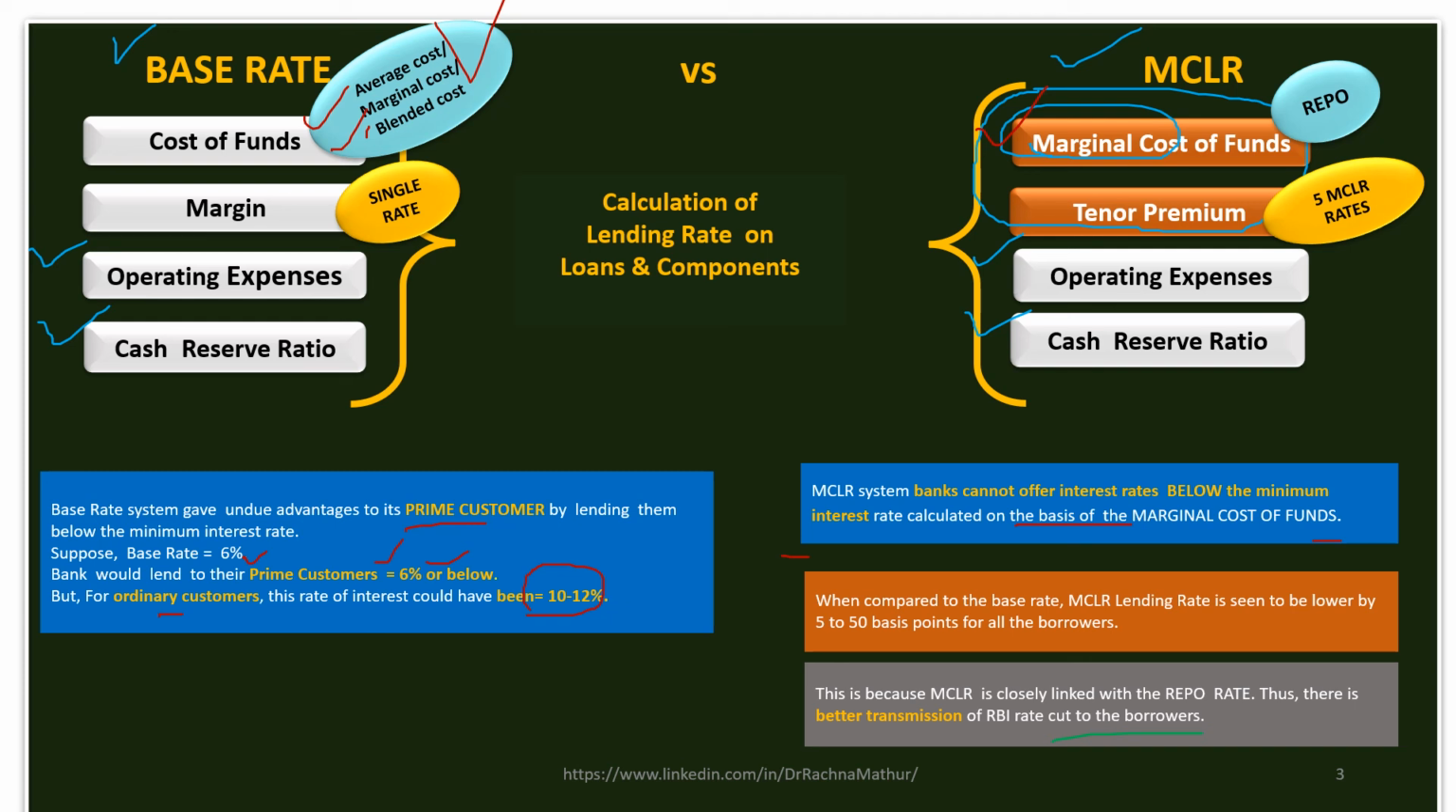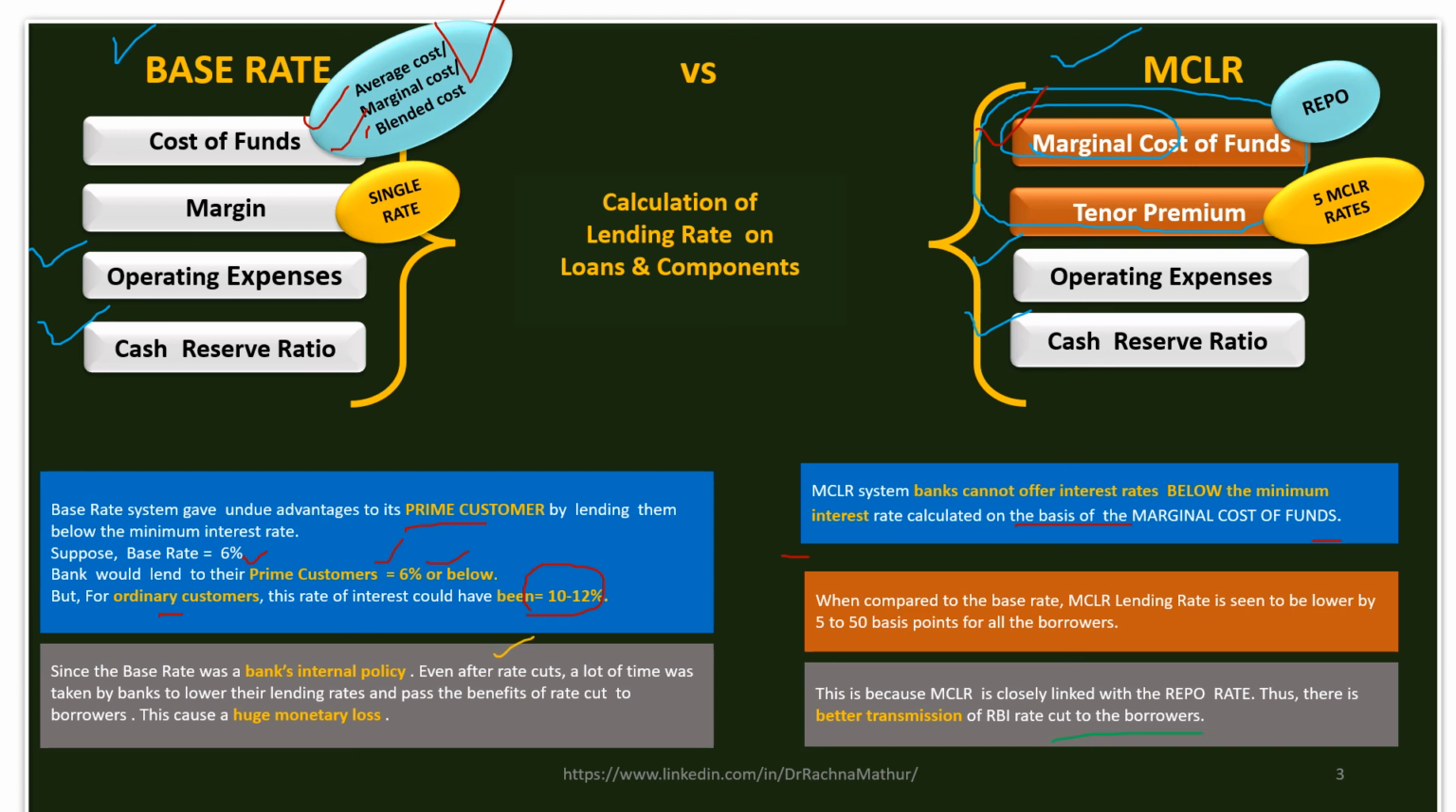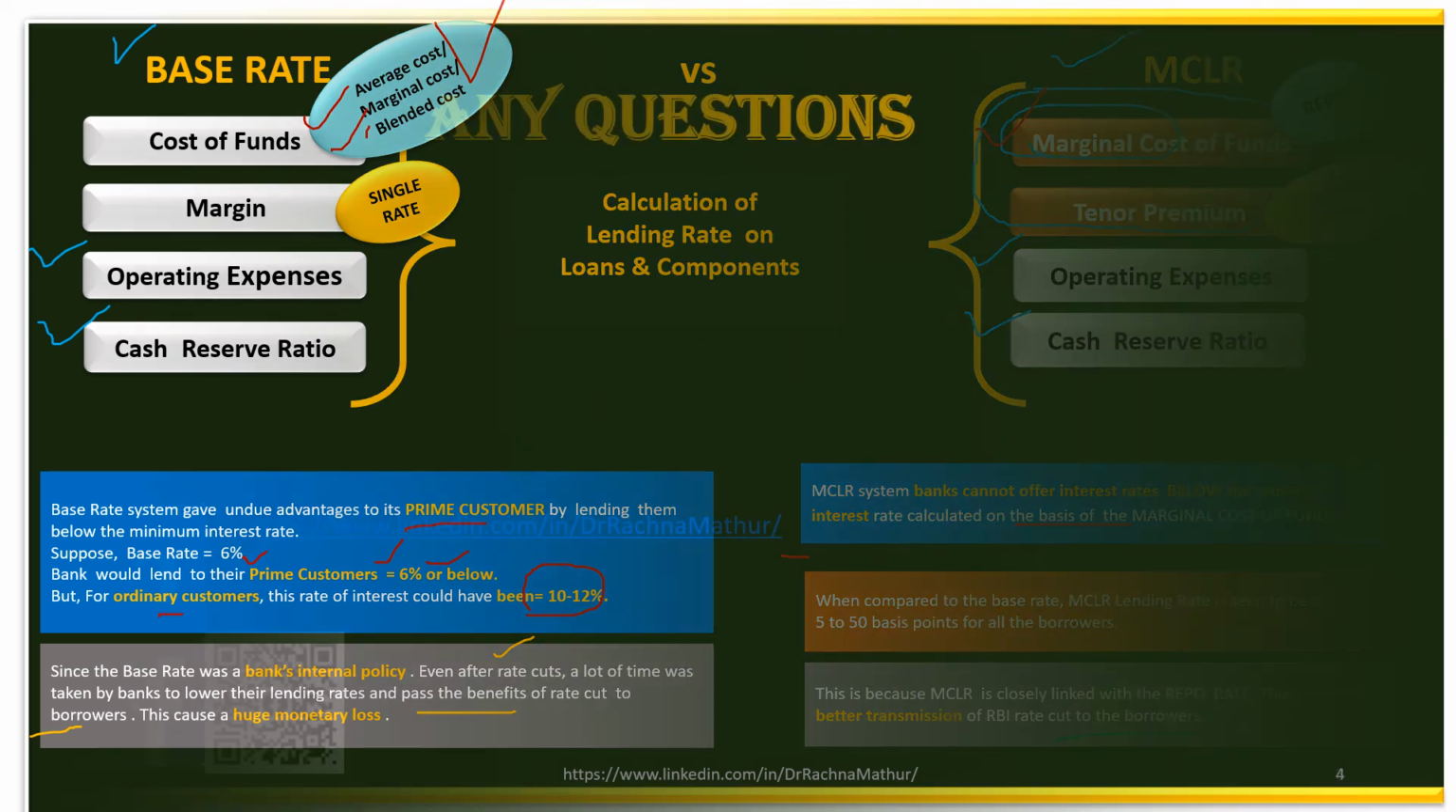Whereas, since the base rate was bank's internal policy, even after the rate cut, banks took a lot of time to lower the lending rates and pass the benefit of rate cut to the borrowers. This caused huge monetary loss.